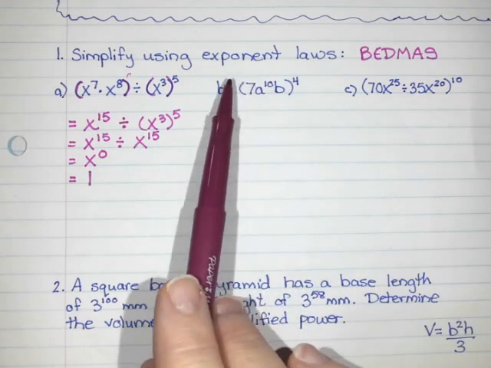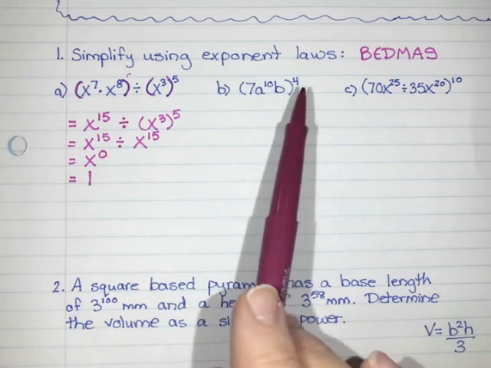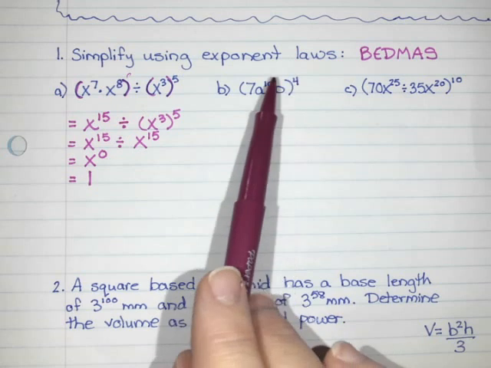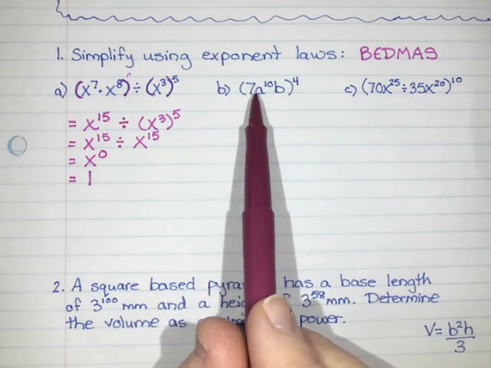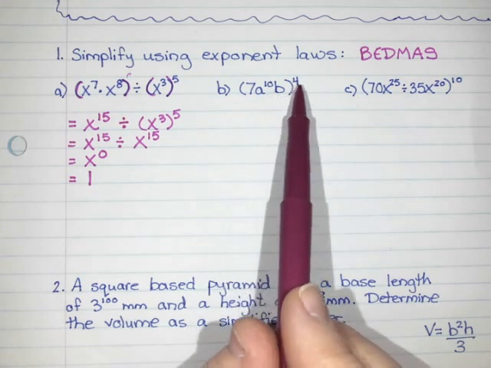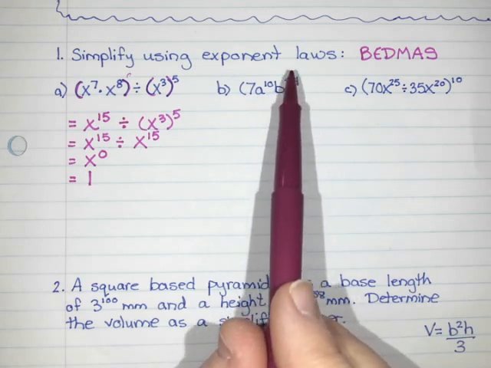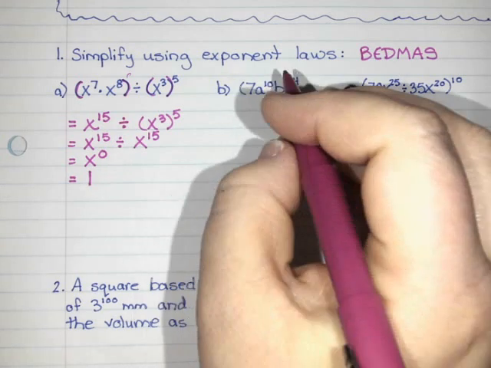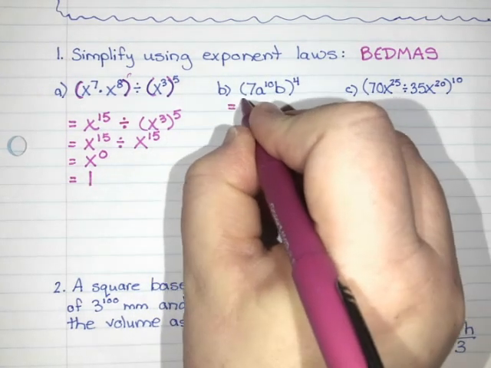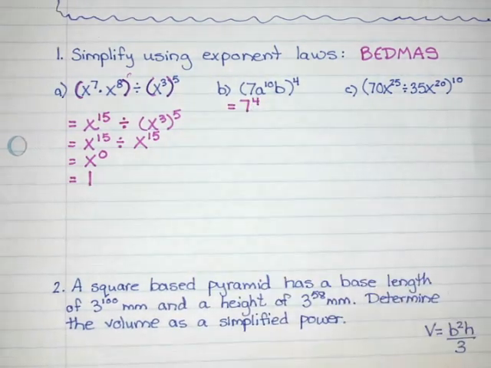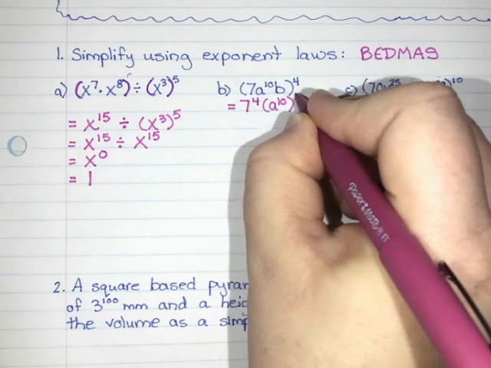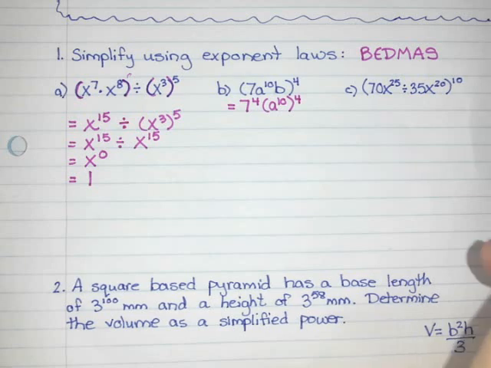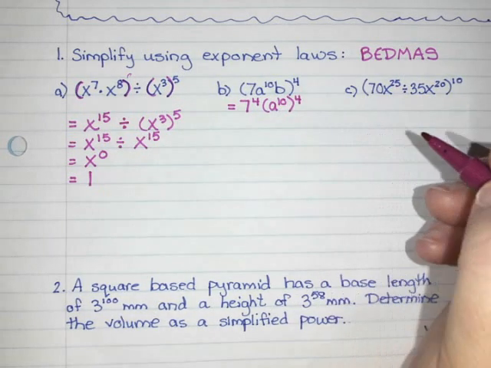So we talked about this before, that when your term has more than one part, right? So this has a coefficient and 2 variables, right? That power of 4 applies to everything inside that bracket. So that means 7 is going to be to the power of 4. a to the 10 is going to be to the power of 4. And the b is going to be to the power of 4.